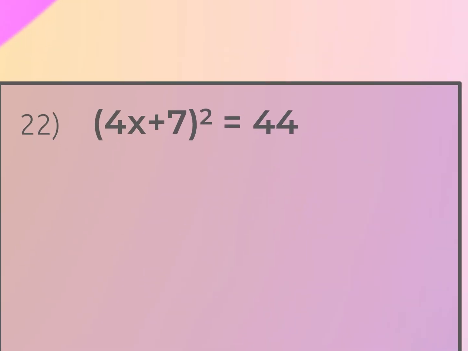What do I do to both sides? Take the square root. Perfect. So 4x plus 7 equals plus or minus the square root of 44. If you want to go ahead and simplify, now you can. I like to wait till the very end. So I want to get x by itself.